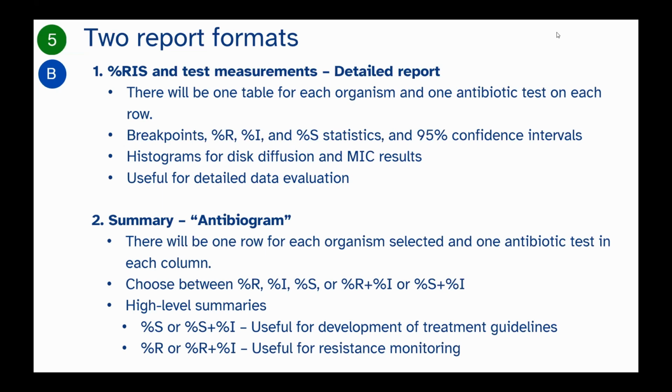On the other hand, the summary or antibiogram presentation is often more valuable for healthcare colleagues and pharmacists and national authorities. There will be one row for each organism, one column for each antibiotic. You can choose between %R, I, or S, or combinations of these variables. As high-level summaries, the percent susceptible is especially useful for the development of treatment guidelines, while microbiologists and epidemiologists often prefer a focus on percent resistance for purposes of resistance monitoring.